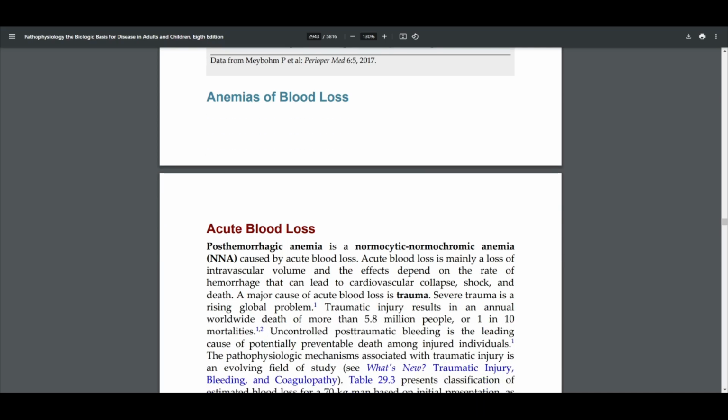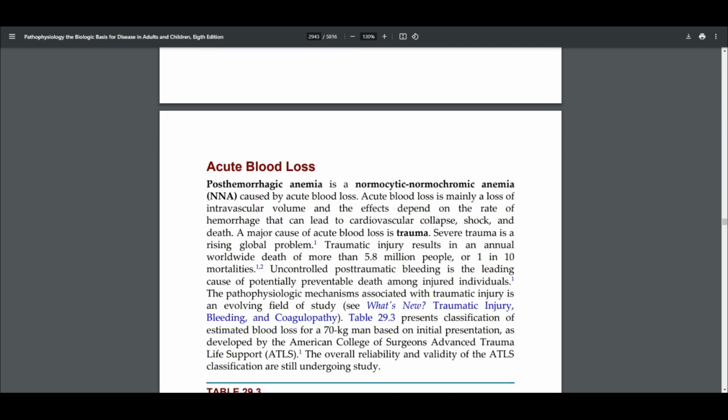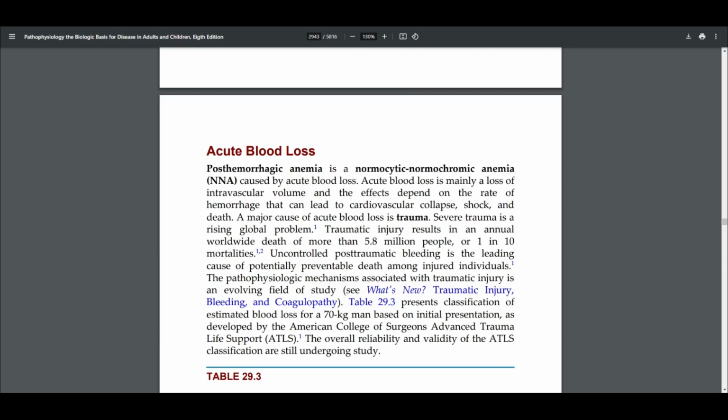Post-hemorrhagic anemia is a normocytic normochromic anemia caused by acute blood loss. Acute blood loss is mainly a loss of intravascular volume, and the effects depend on the rate of the hemorrhage, which can lead to cardiovascular collapse, shock, and potential death.